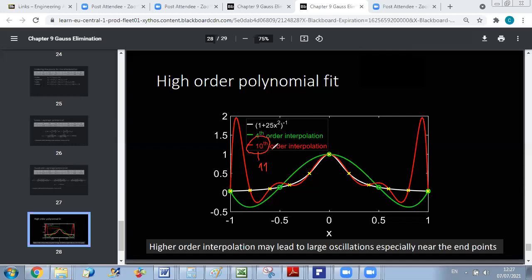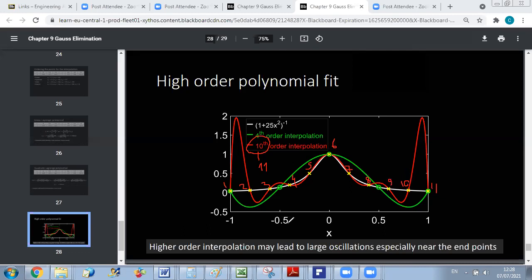So if I want to do 10th order interpolation, I need 11 data points. So I will take, this is point 1, this is point 2, 3, 4, 5, 6, 7, 8, 9, 10, 11. So I have 11 data points. I will use them to do a 10th order interpolation.